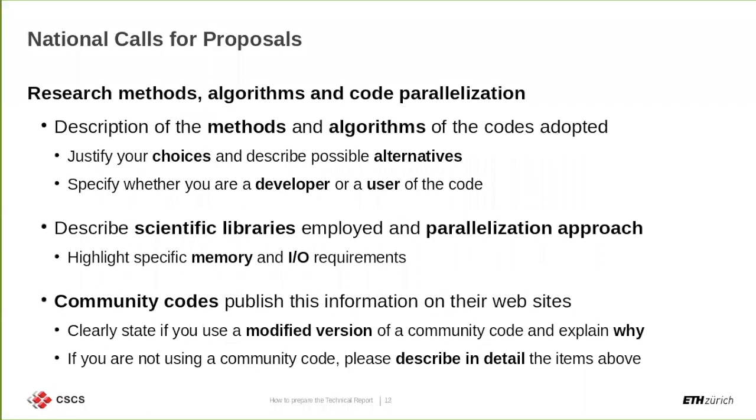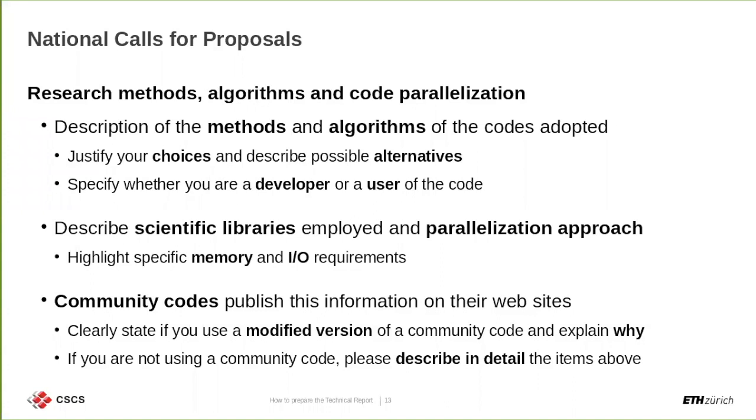So first, research methods, algorithms, and code parallelization. This section should include a description of the methods and the algorithms of the codes that you adopted. So you need to justify your choices and describe possible alternatives. You need to specify whether you are a developer or a user of the code. And you need to describe scientific libraries employed and the parallelization approach. So for instance, you need to highlight the specific memory and the I/O requirements of your code.